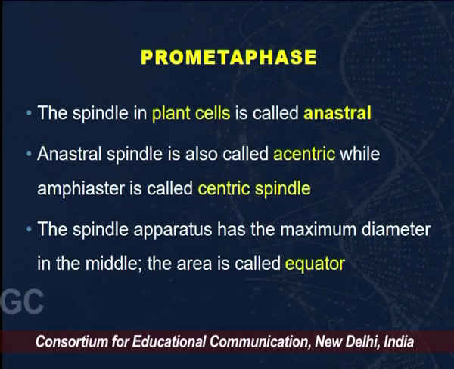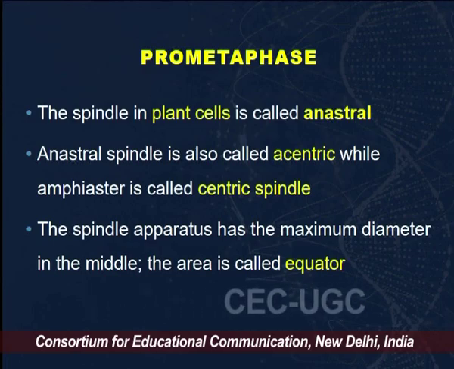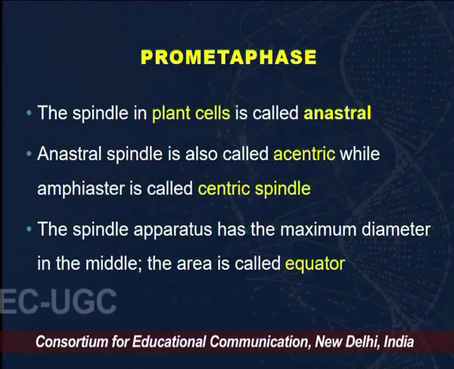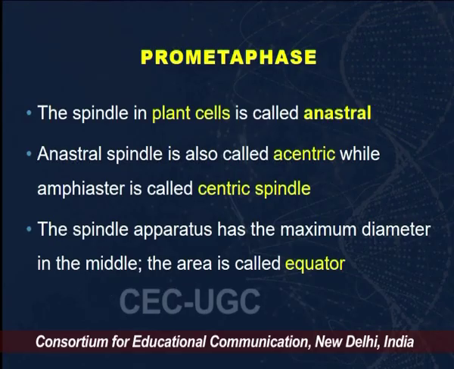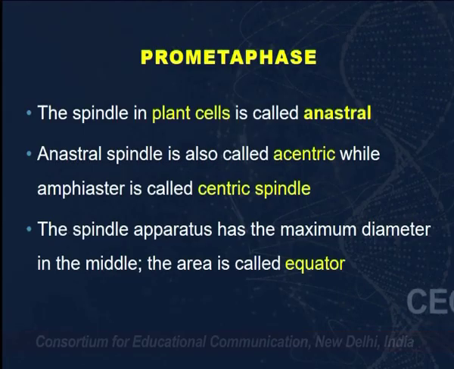The spindle in plant cells is called anastral because there are no asters in plant cells, as we have already read, that in plant cells the division happens without aster formation. So the anastral spindle is also called acentric, while the amphiastral spindle, which is present in animal cells, is called a centric spindle. These are the terms that have been given to the different spindles.